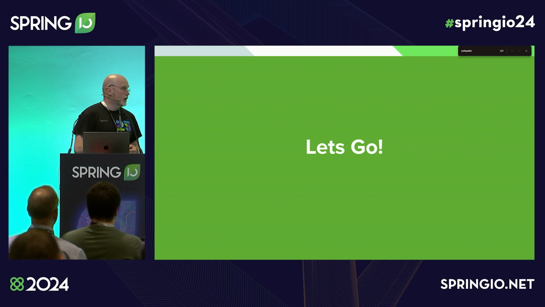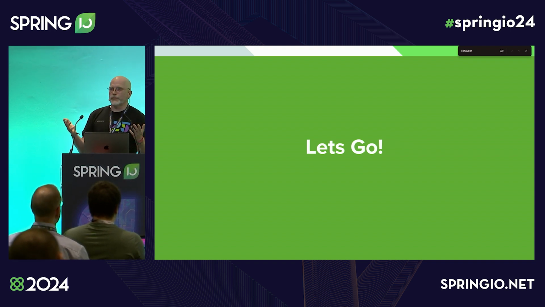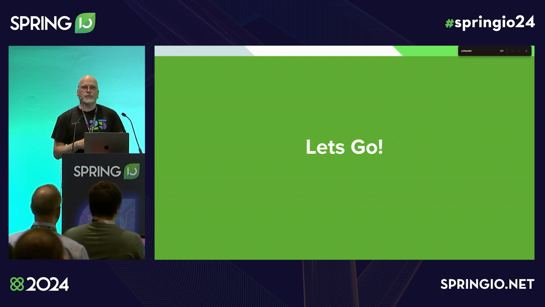So, let's get started. What do you think should be the first thing to do when migrating a project from JPA or Spring Data JPA to Spring Data JDBC? Any ideas?